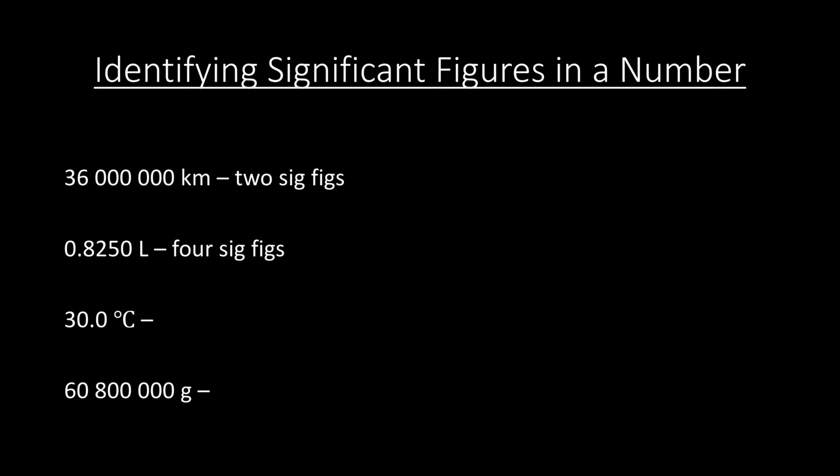The third example, the 3 is non-zero, and so is significant. Then we have 2 zeros that are to the right of that. So we have to ask ourselves, is there a decimal place?